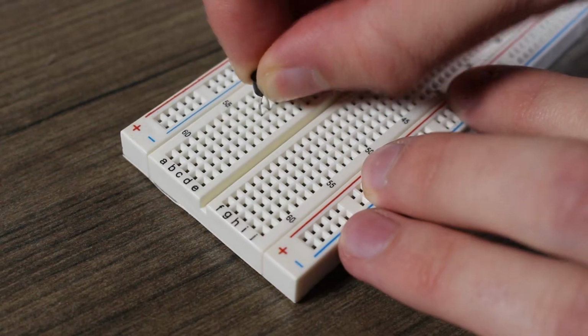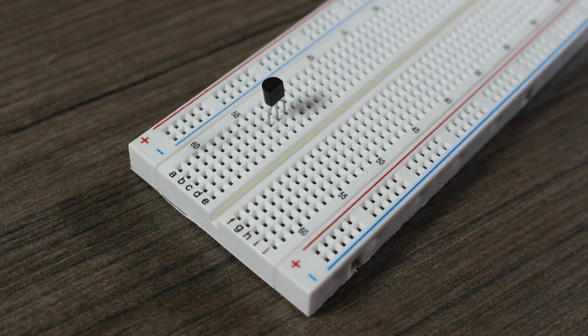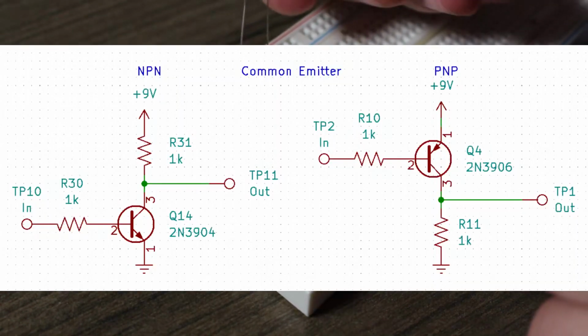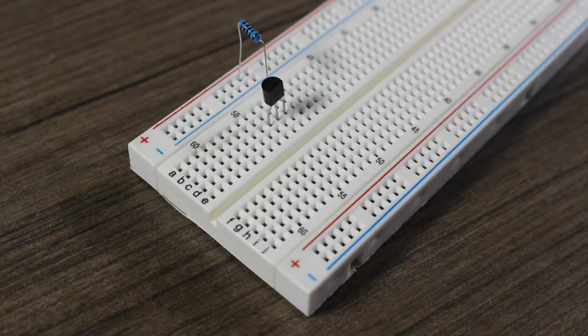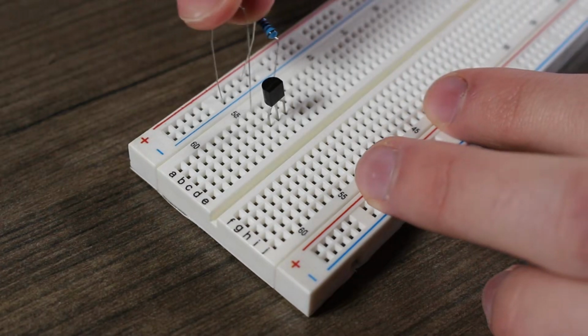And while the digital side of transistors is interesting, you can do a lot more with them from an analog perspective. Here's the common emitter circuit that I showed you earlier. This circuit is also known as a Class A amplifier. So let me explain how it works.